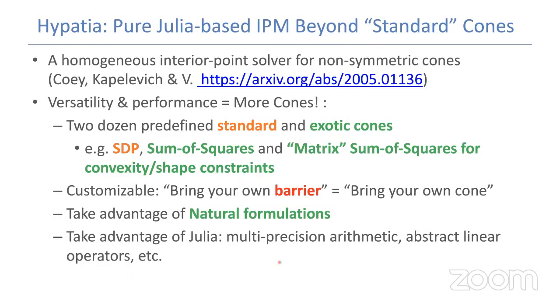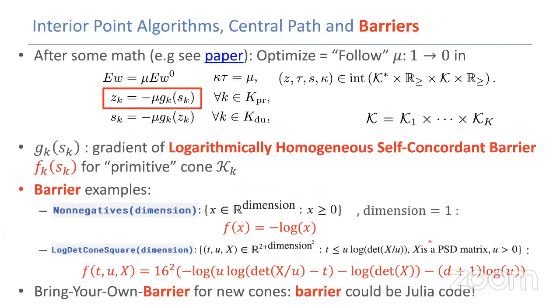And there's a lot of extra interesting things in Hypatia as well related to Julia. It made it very easy to add multi-precision arithmetic, and to use abstract linear operators. So if we needed to do things with sparse matrices or very structured operators that could give you a big advantage, you can easily switch from direct solvers to indirect solvers and things like that. Unfortunately, I won't have too much time to cover that. But I said barriers.